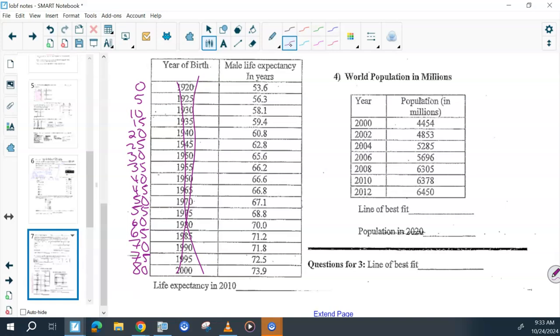20, 25, 30, 35, 40, 45, 50, 55, 60, 65, 70, 75, 80. So we're not going to use the years. I'm going to use those numbers instead. Now you can go ahead and start putting that data in. Be very careful because there are a lot of decimals and it's very easy to miss one or make a mistake.